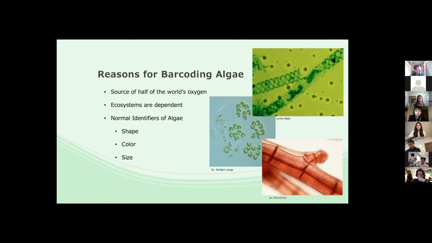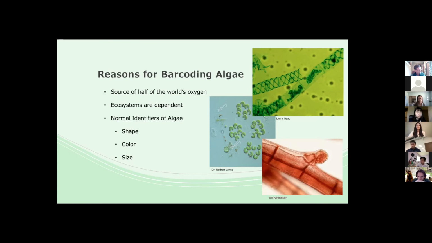Now, some reasons for barcoding algae: algae is the source of half of the world's oxygen. Also, a lot of ecosystems are dependent on it. So bigger animals like humans or lions are dependent on smaller animals that use algae as their main food source. So naturally, I think that we would want to know just a little more about this little organism that provides so much and sustains so much life.